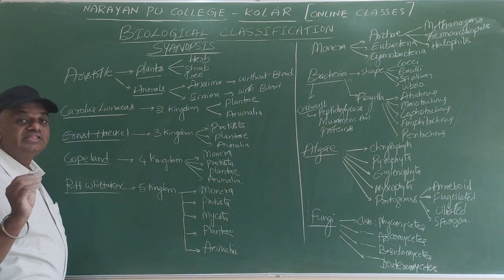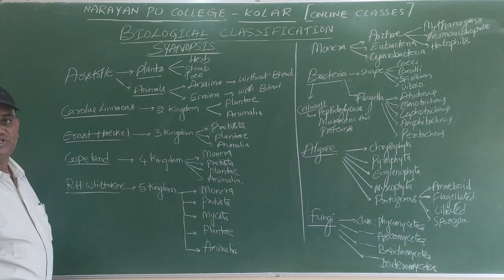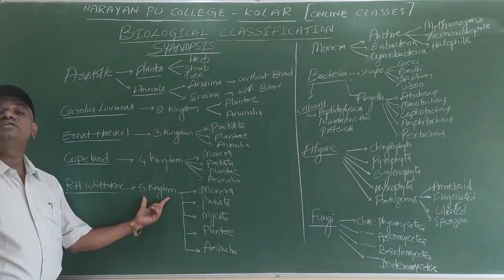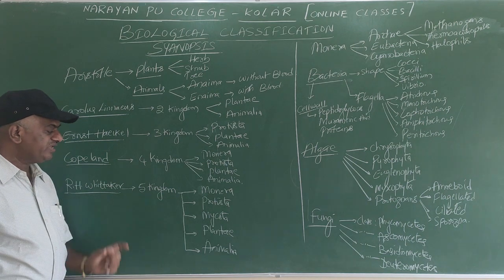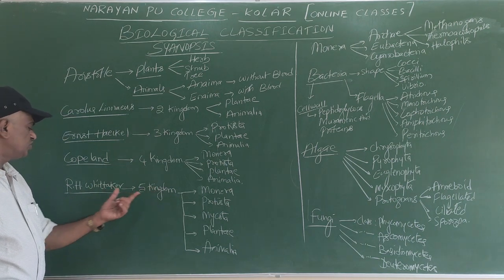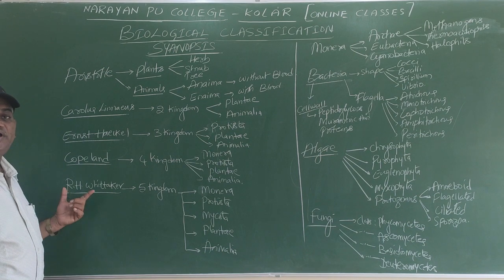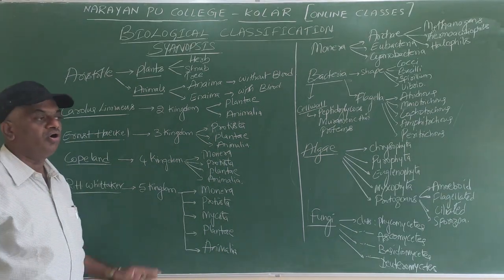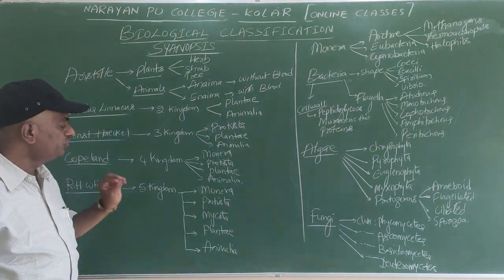So finally, they accepted the type of classification. The right type of classification is called the five-kingdom classification. This five-kingdom classification is the accepted one, and it was proposed by Robert H. Whittaker. R.H. Whittaker classified all living organisms into five kingdoms.